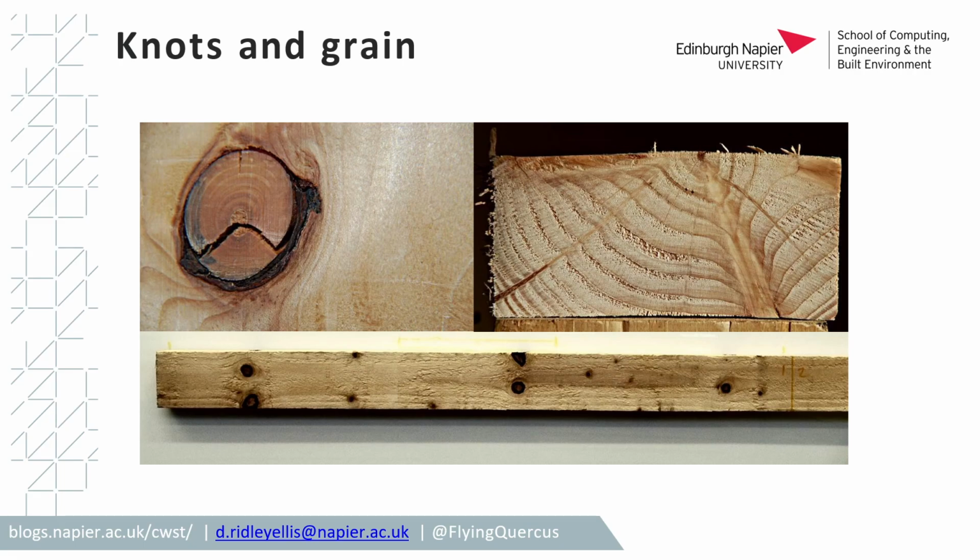Knots, there's two different types of knots. There are live knots and dead knots. Essentially that is a branch. And whilst that tree was growing, that branch was still alive. It's a dead knot. When that tree was growing at that part there, that branch was already dead and it hadn't been taken off the tree.